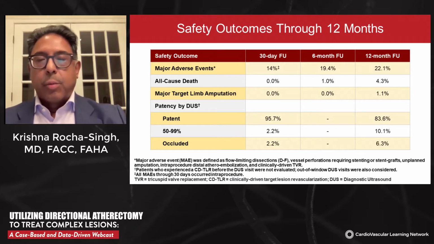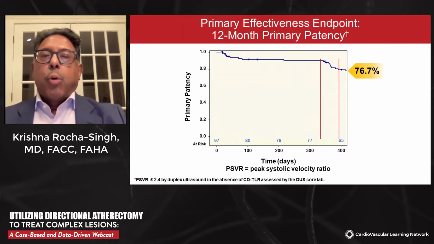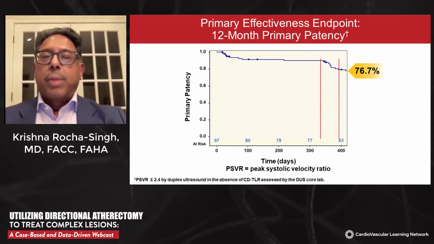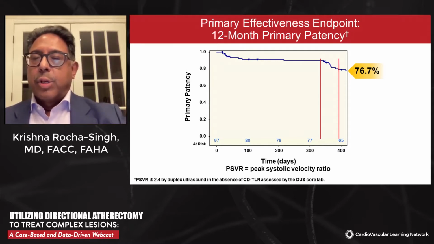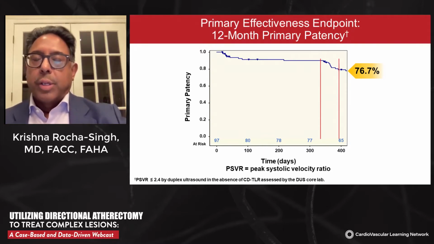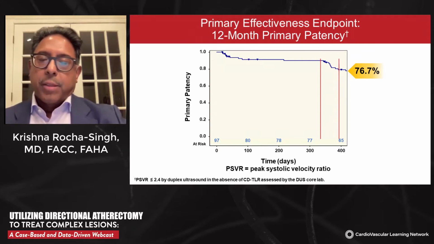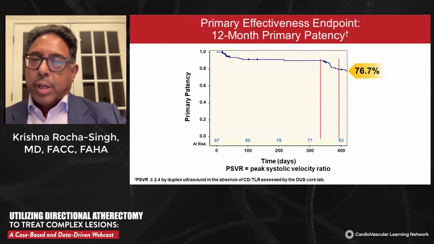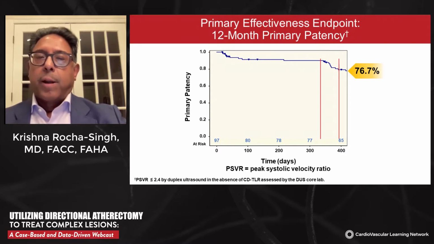I think these are fairly well-established definitions. Importantly, the primary effectiveness endpoint that we pre-specified, a 12-month primary patency, was noted at 76.7%. And if you look at this Kaplan-Meier, you see that we extended the adjudication of patients beyond the typical window of 365 days plus or minus 30 days. And I think that was important because we had a patient that actually came in late, but was available to us, and we included this patient in our primary effectiveness endpoint assessment.